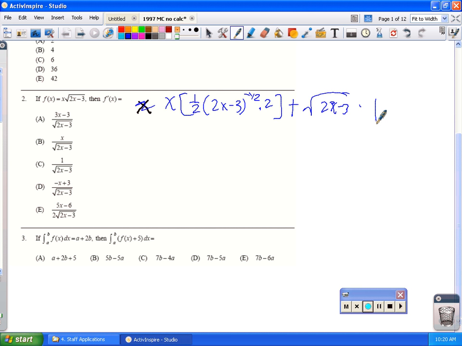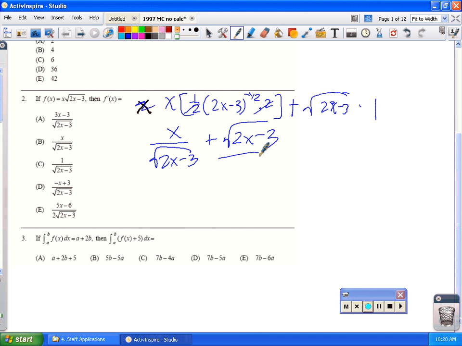Okay, then you look at there and you look at there and you go, wait, I'm doing something wrong. Oh, no, I'm not. I got to clean it up. So 2 divides out with 2 and I get x over square root of 2x minus 3. Agreed? Plus square root of 2x minus 3. And look. Wait a minute, I'm doing something wrong. No, I see what they did. They took 2 fractions and added them together to make 1 fraction.